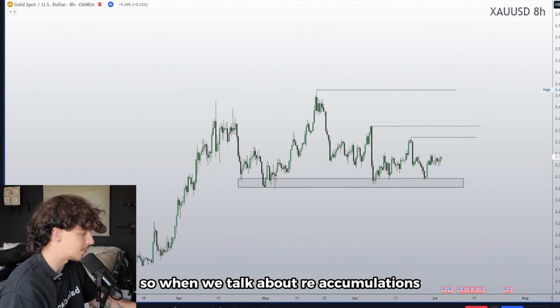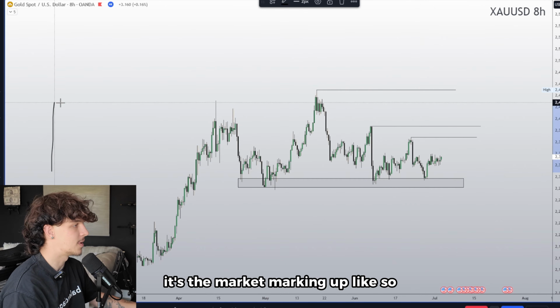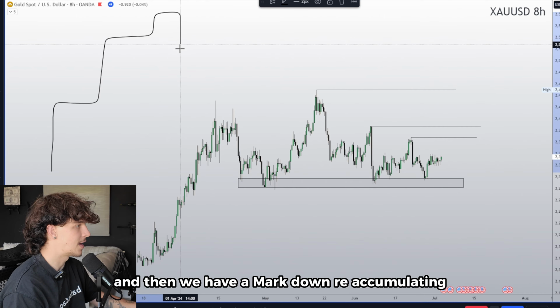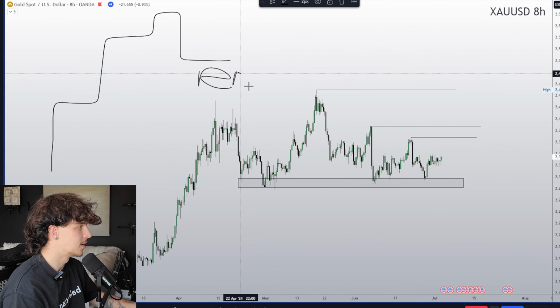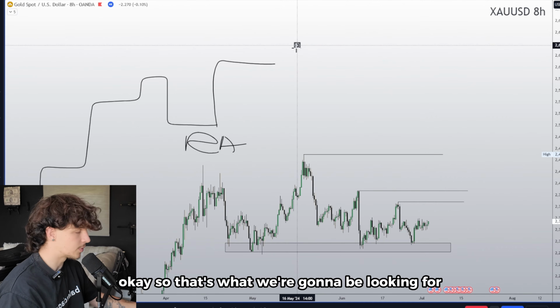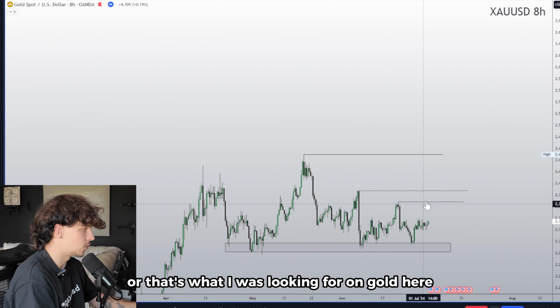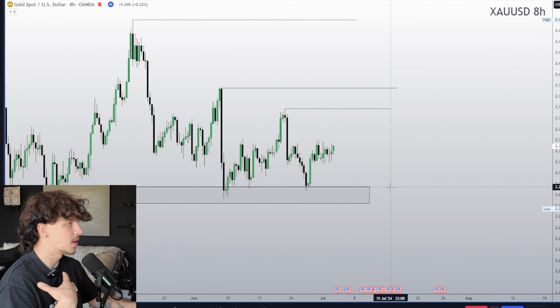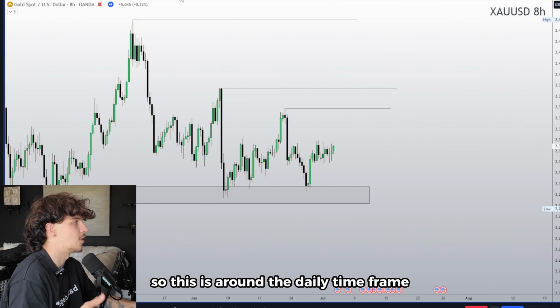When we talk about reaccumulations, like I spoke about before, it's the market marking up like so, and then we have a mark down, reaccumulating, RA, and then a distribution towards the top side, okay? So that's what I was looking for on gold here. But let me show you my entry model. So this is around the daily time frame, the hourly.